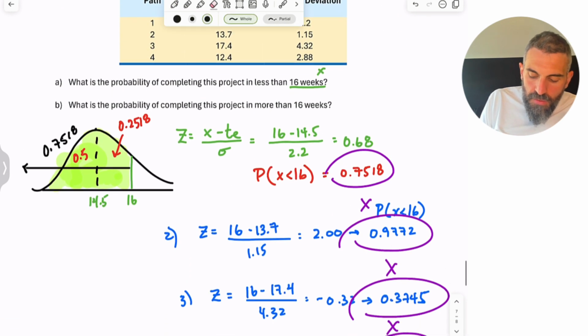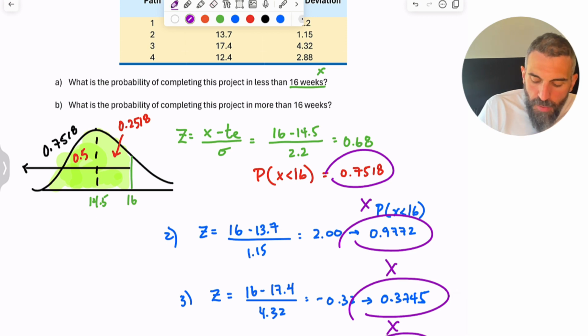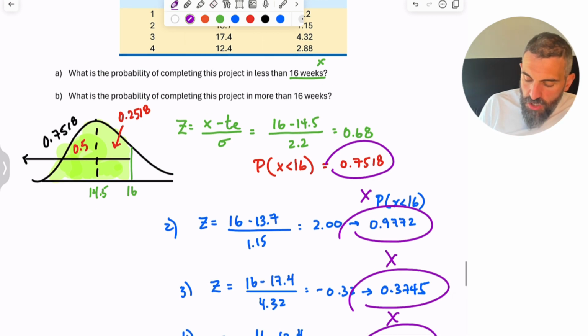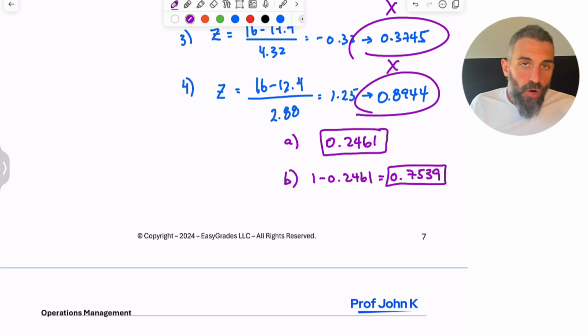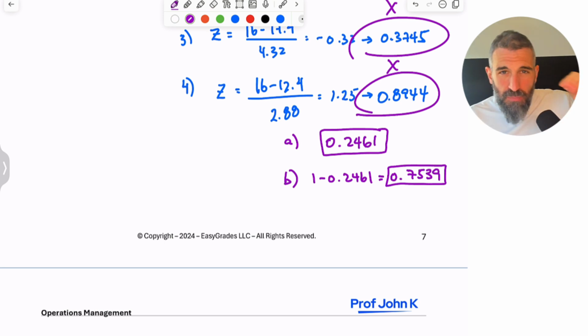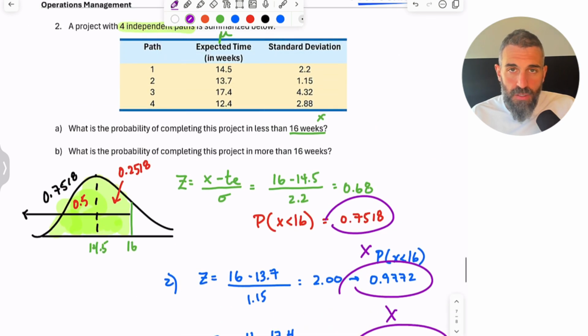Part B here is really easy once you've done part A. The probability of completing a project in more than 16 weeks is just 1 minus that. So 0.7539. And that is always how you compute the probability of more than. Even if we didn't ask you A, and we just asked you B, you would still have had to complete A. In order for you to tell me the probability of more than, you first have to tell me the probability of less than, and then subtract that from 1.